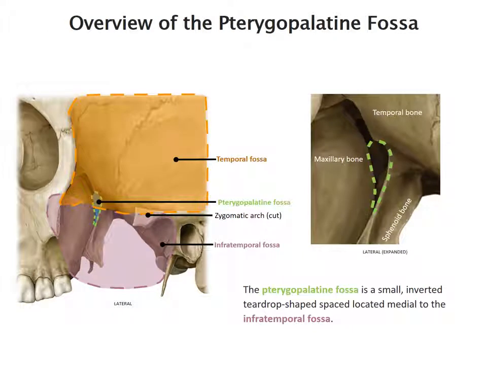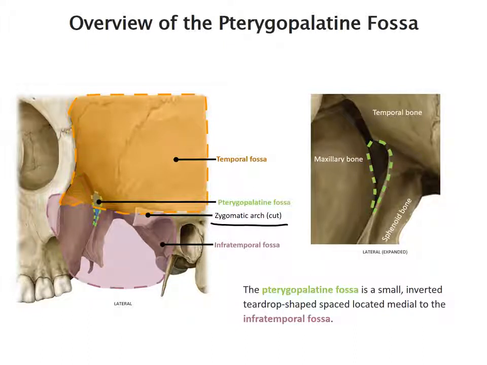Now let's take a close look at the pterygopalatine fossa. The pterygopalatine fossa is a deep space located near the center of the head. It exists in close proximity to both the temporal and infratemporal fossae. Here in the image on the left, the zygomatic arch has been removed to better visualize this space. Notice above is the temporal fossa in orange, and below is the infratemporal fossa shaded in purple. And deep toward the center of the skull lives the pterygopalatine fossa.